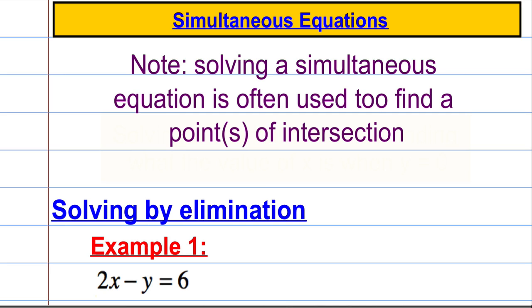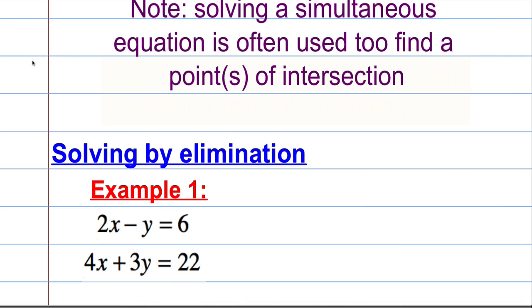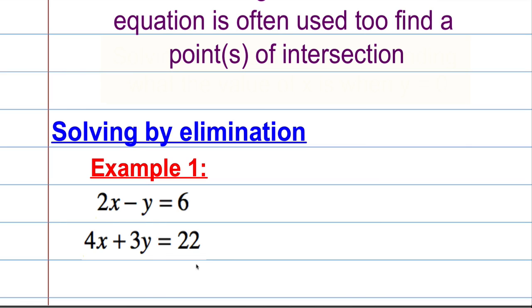Now there's two techniques that we're going to study today, the first of which is solving by elimination. So we've got two equations here with two unknowns, and the only way we can solve an equation with two unknowns is if we have at least two equations. So one of the first things that I like to do is label my equations just so that I know what I'm doing with them. I'm going to call the top equation here equation A, and the bottom equation equation B.